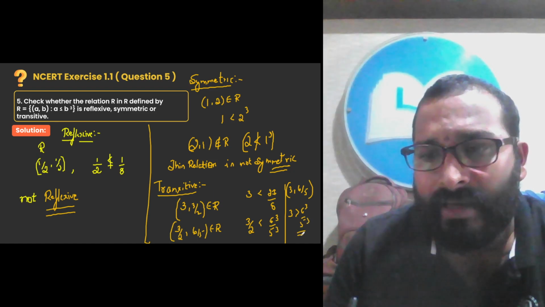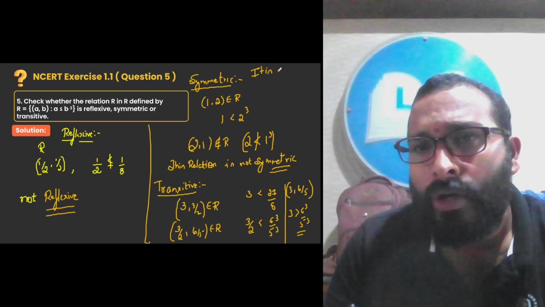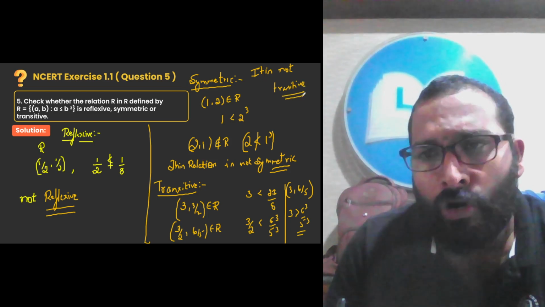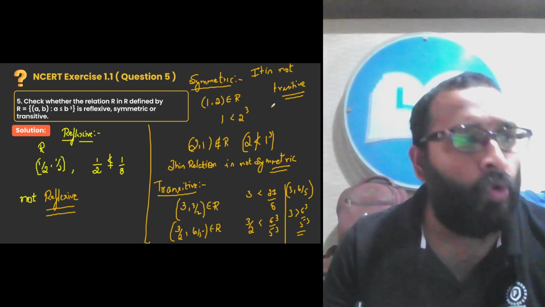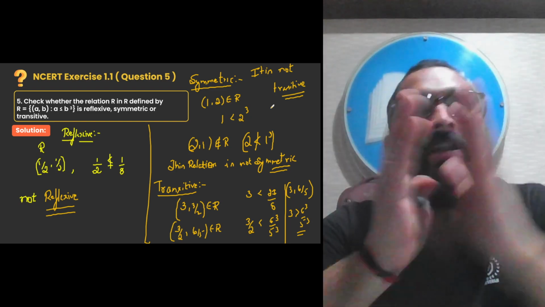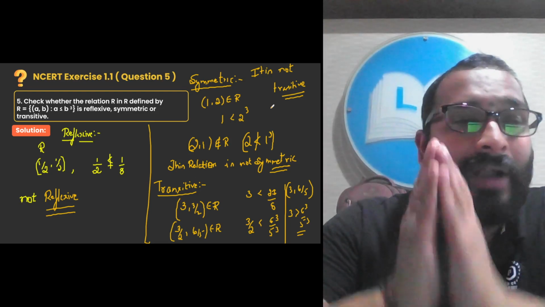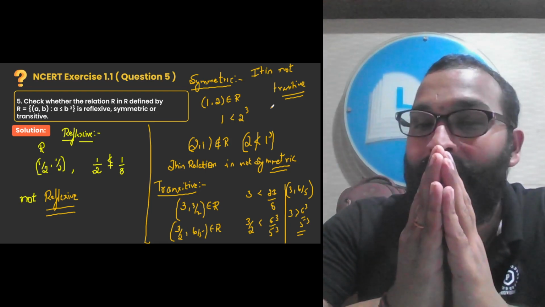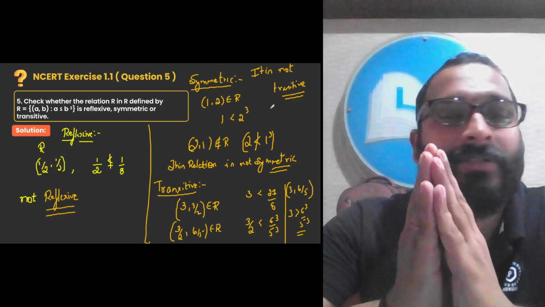In that case, you can write, it is not transitive. So children, it is neither reflexive nor symmetric nor transitive. This relation is neither reflexive nor symmetric nor transitive. So question number 5 we have solved easily. We have taken the unique cases because here it was given under the set of real numbers. So this relation, a ≤ b cube, is not reflexive, not symmetric and not transitive.